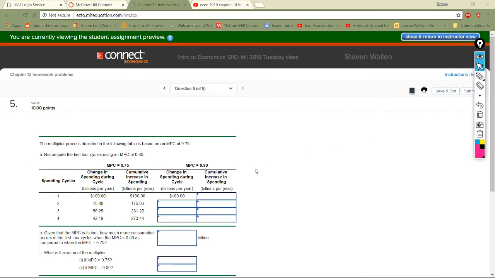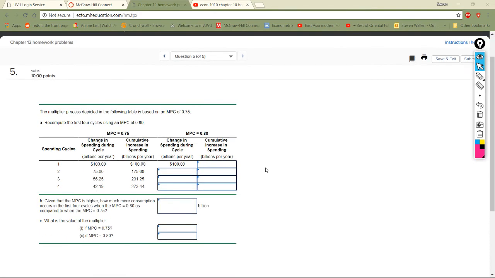Clear all that. Boxes. I see lots of boxes. Let's see what we got to do. The multiplier process depicted in the following table is based on an MPC of 0.75. That's good to know. So this is the MPC we're using, 0.75. Recompute the first 4 cycles using an MPC of 0.80. So we're using the 0.80, and they use the 0.75 to do all of this. Okay, that's the work they did. They want us to redo it with 0.80 over here in these boxes. So we can use this to kind of check and see if we're doing it right. Does that make sense? This is a pretty easy guided one, for the most part.